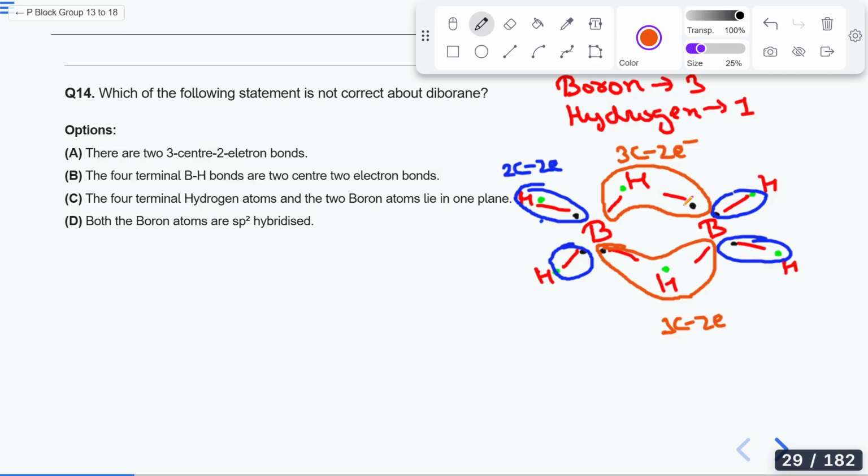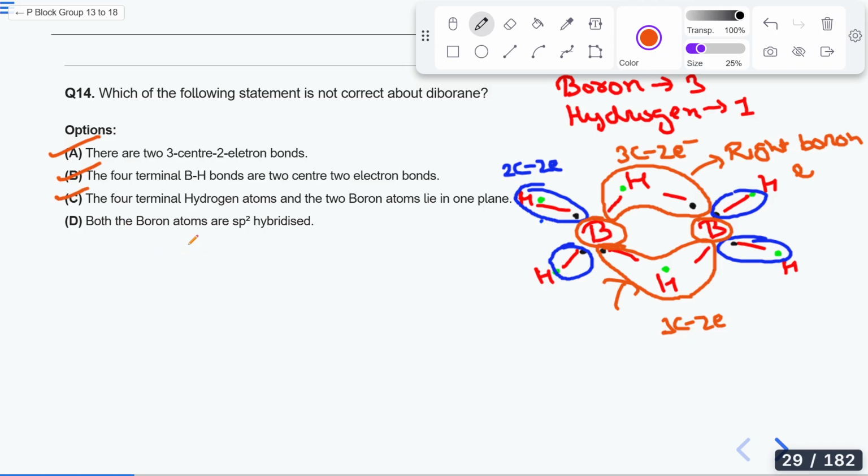In the upper bond, the right boron is giving the electron, and in the lower one, the left one is giving the electron. But overall they both are 3 center 2 electron. So yes, the first statement is correct. There are 3 center 2 electron bonds, one on the top, one on the bottom. The 4 terminal BH bonds are 2 center 2 electron. Yes, all of them are 2 center 2 electron. The fourth one, the 4 terminal hydrogen atoms and the 2 borons lie in one plane. Yes, it is also correct.